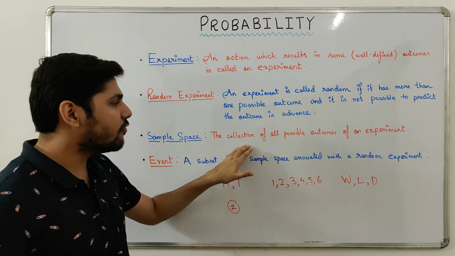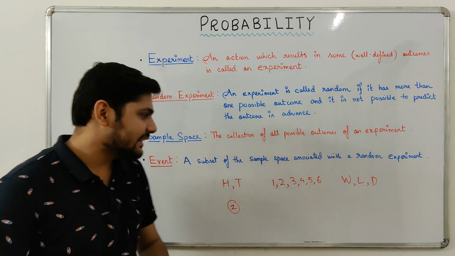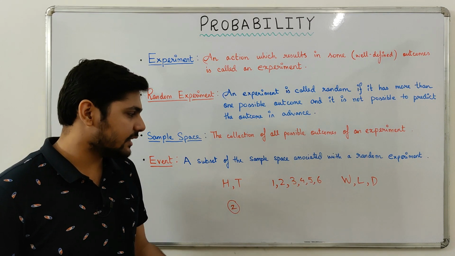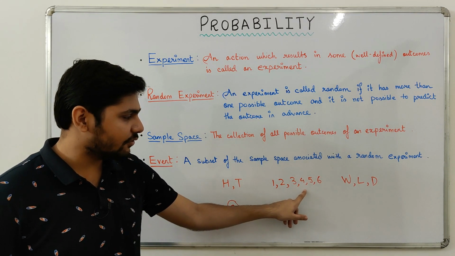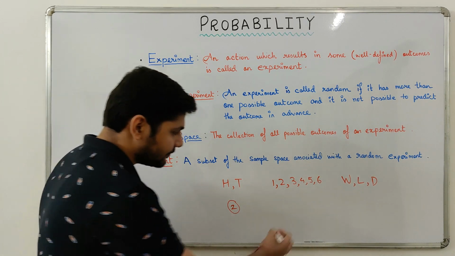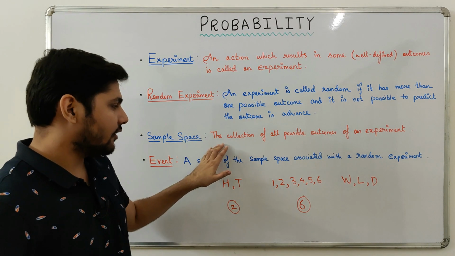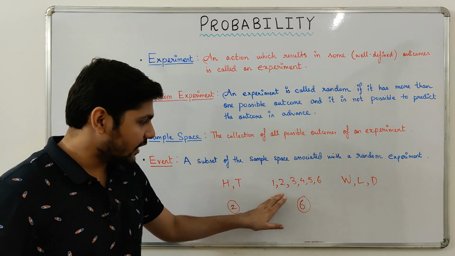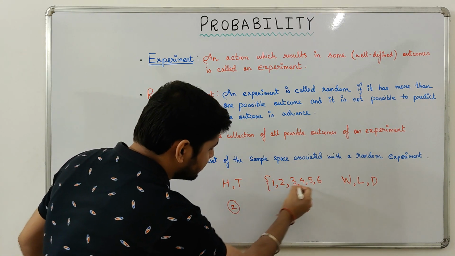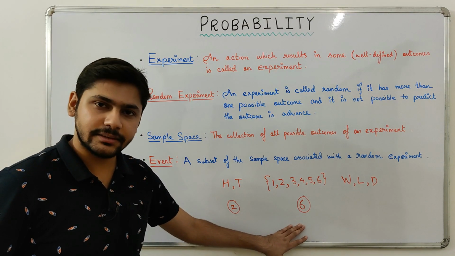The collection of all possible outcomes of an experiment. This is also very simple. Say we are conducting the experiment of throwing of a dice. So how many outcomes are there? 1, 2, 3, 4, 5, 6. So the number of total outcomes is 6. Hence the sample space of throwing of a dice is 1, 2, 3, 4, 5, 6, all the possible outcomes. We define it like this by curly brackets, and the number of outcomes is 6.